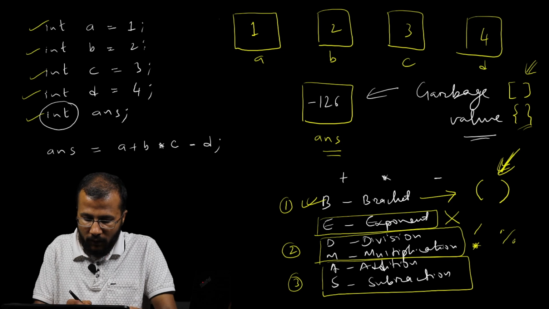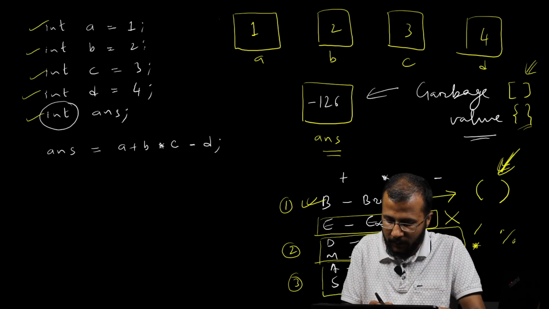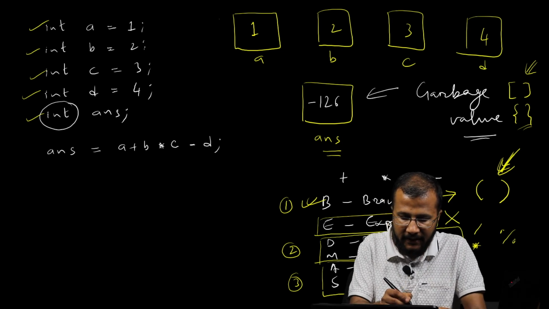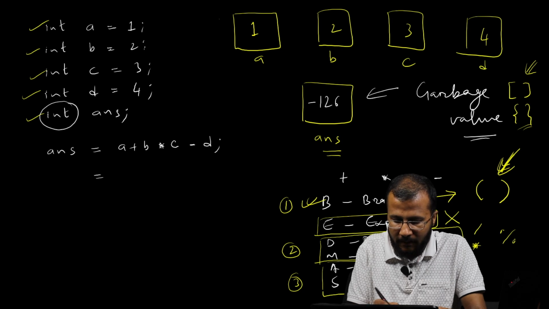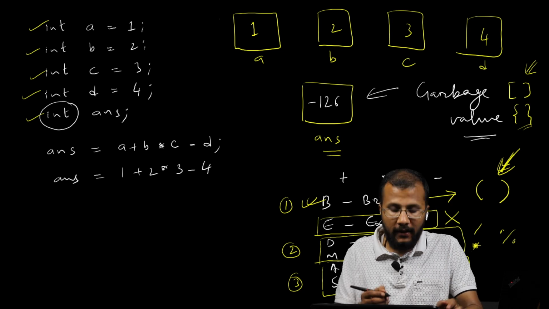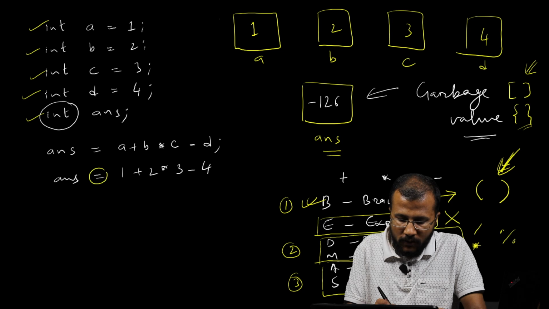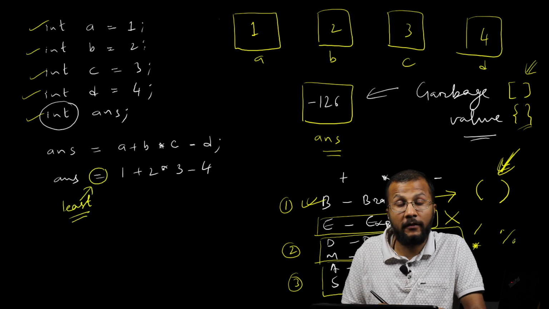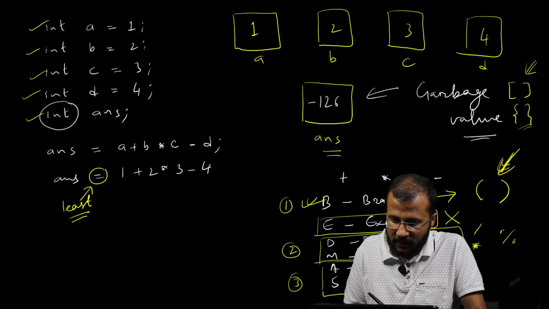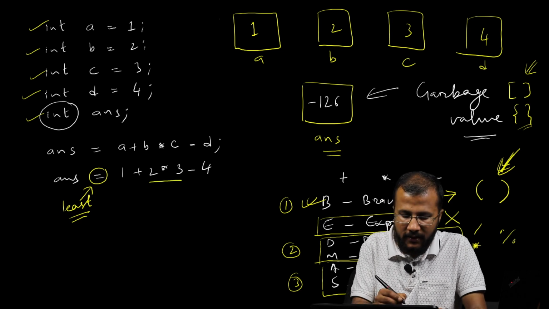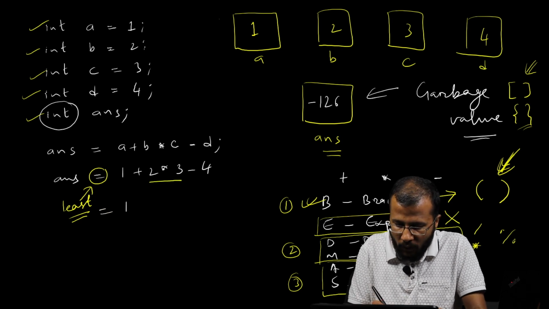Now if we look at this expression, I have multiplication available here. So multiplication is given the highest priority. Before we evaluate this, let's replace the values of A, B, C and D. So this is 1 plus B is 2, C is 3 and D is 4. So this would be my answer. Here you see one more operator called equals to, which has the least priority. So this is the last operator that will be evaluated. In this expression, first multiplication is done, so it will become 1 plus 2 times 3 is 6 minus 4.